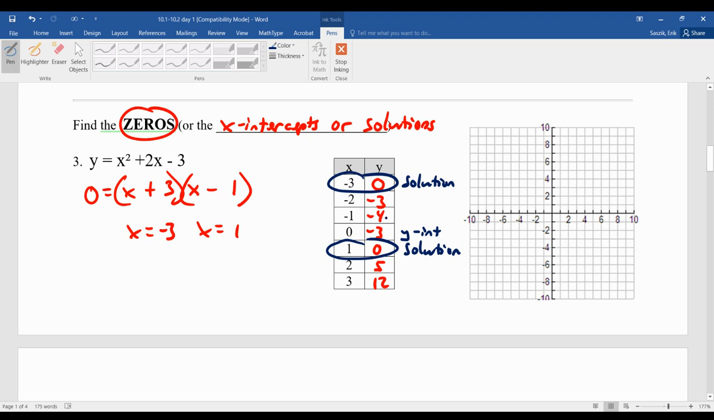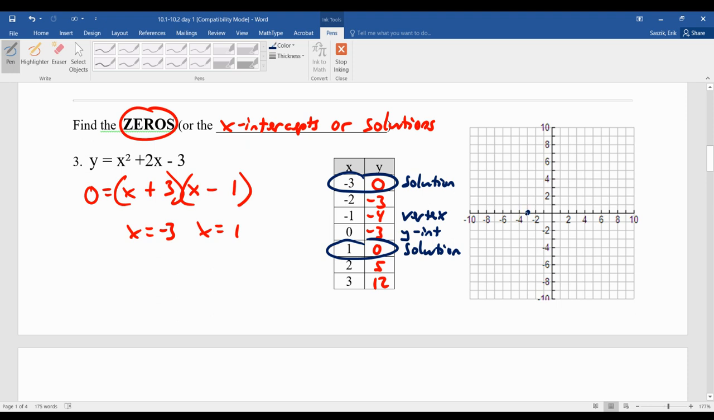All right, and then this is the vertex. You see how these numbers are getting smaller, smaller, smaller, smaller, smaller. They bottom out at -4, and then it starts to go up the same way on the other side. So you see that where that bottom is, or if it's a top, that's the vertex. I'm going to plot these points.